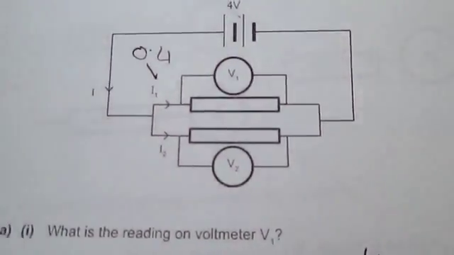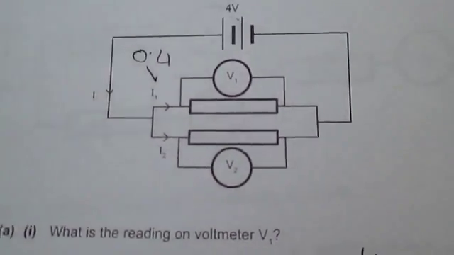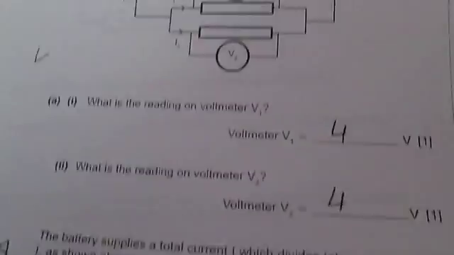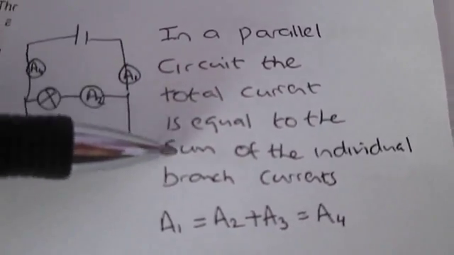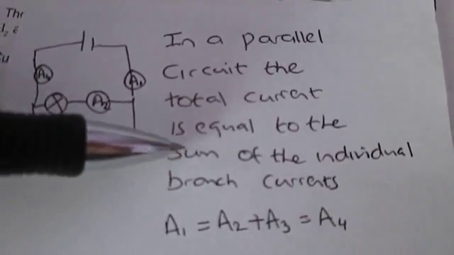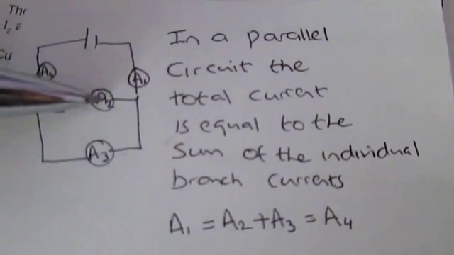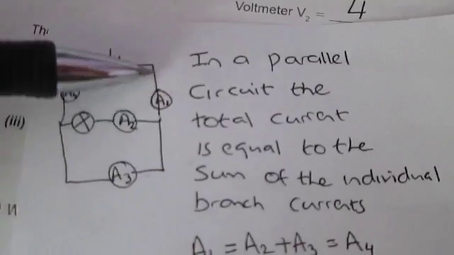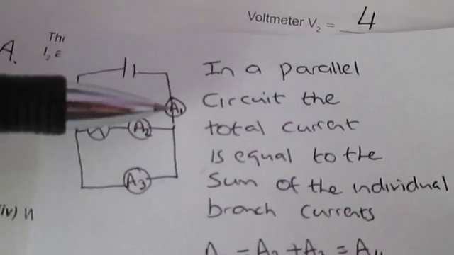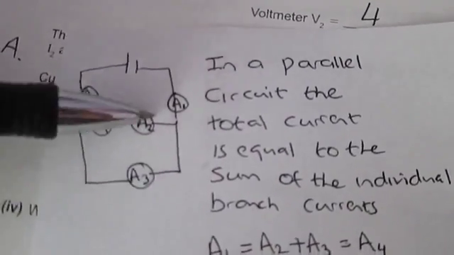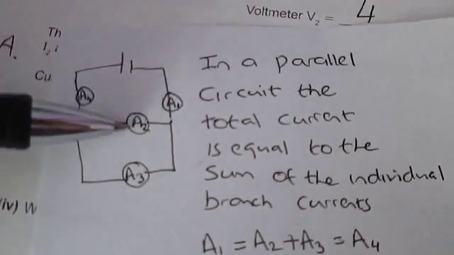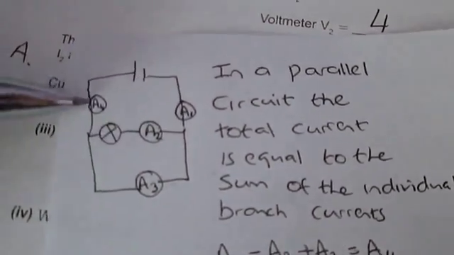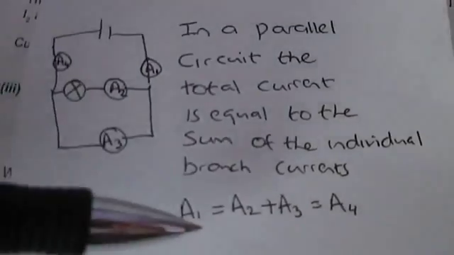Okay, and looking at my rules for current, I can see that in a parallel circuit, the total current is equal to the sum of the individual branch currents. So that means that at I1, before it splits, the current across these two branches should equal here, A1, and they should also, A2 plus A3 should also equal here. So I've written that down.